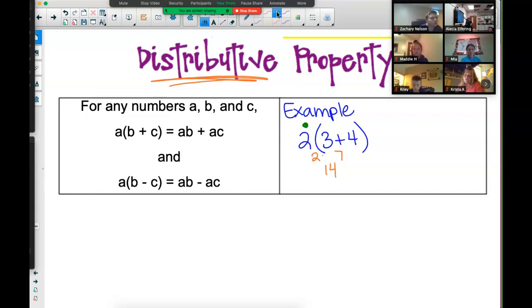Okay, so the 2 goes to the 3. So we would write 2 times 3.